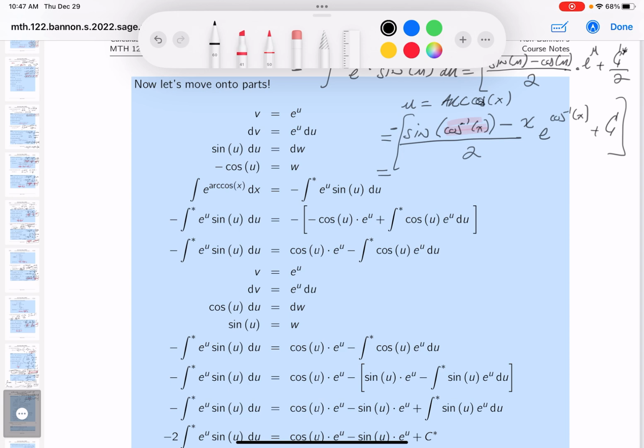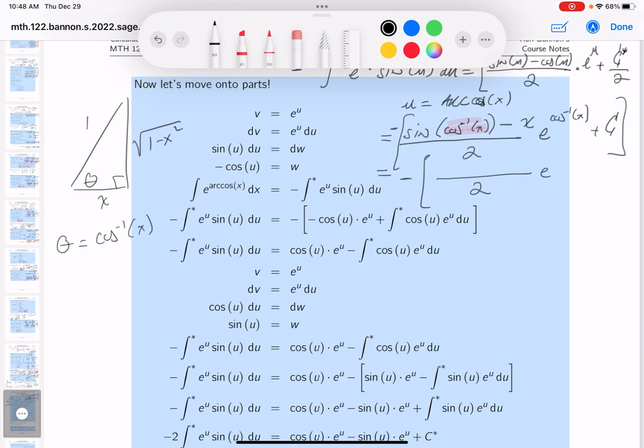Let's put this down. We'll call it some angle theta. Theta is equal to the arc cosine of x. What does that mean? This is x, this is 1. This would be the square root of 1 minus x squared. All right? What's the sine of that? Let's write that down. Minus, there's a 2 there. And we got to be very careful. e to the cosine minus 1 of x plus c.